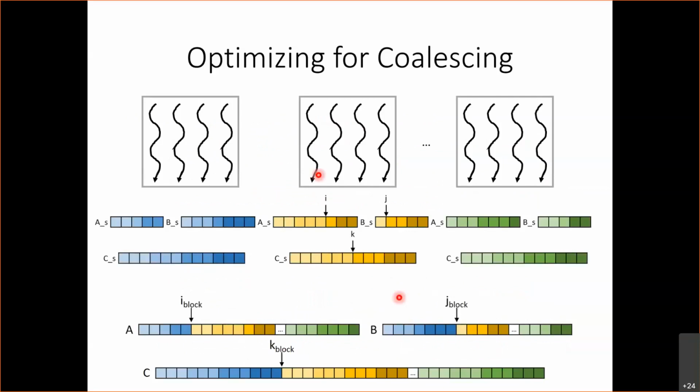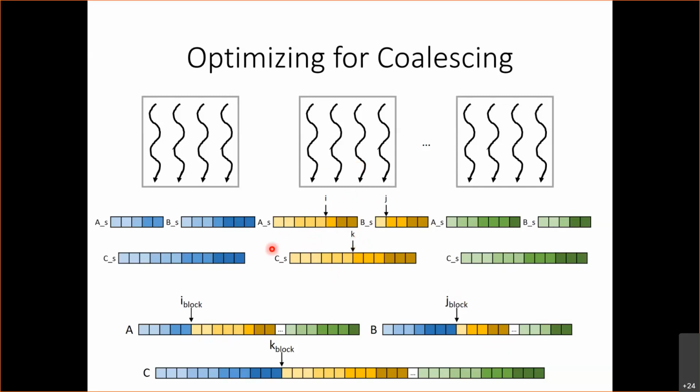So here, one of the threads in the block will determine i block and j block that correspond to the k block segment. And then the threads will collaborate to load the i block and the j block segments to shared memory, here AS and BS. Then each thread will determine its own output segment and figure out the co-ranks in the input segments inside of shared memory. So here one thread will find the i and j that correspond to its k using a binary search, and then this thread will do the sequential merge inside of shared memory.